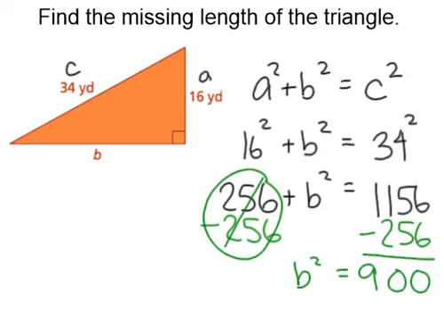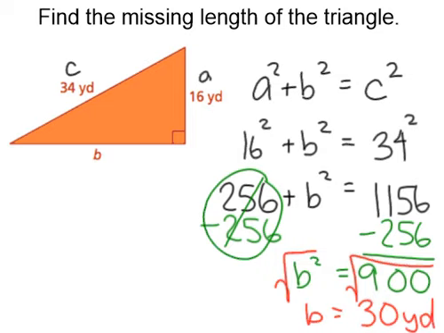Square root of B squared is B. The square root of 900 is 30. And the units I need will be yards. So B equals 30 yards. And that would make sense based on the picture. It should be less than 34 since the hypotenuse needs to be the longest of the three sides.